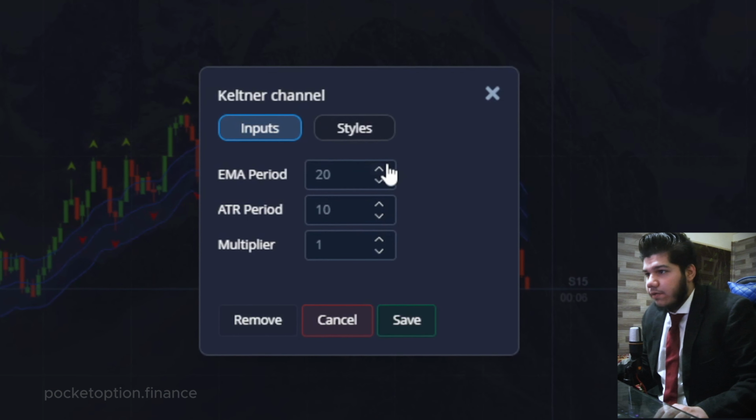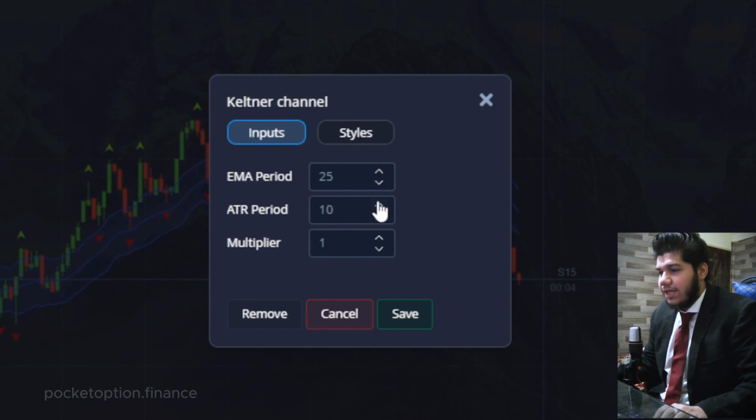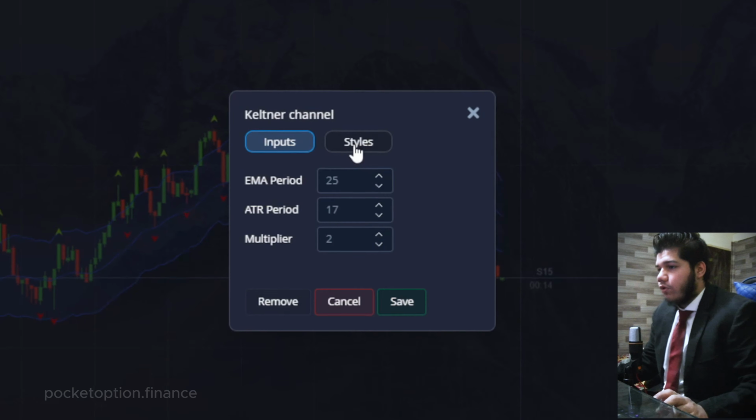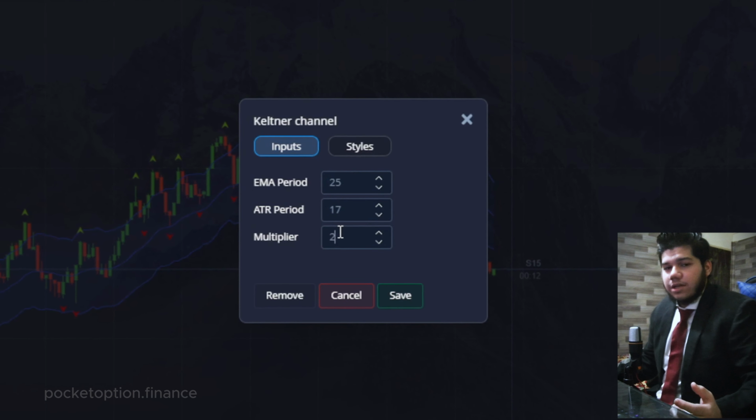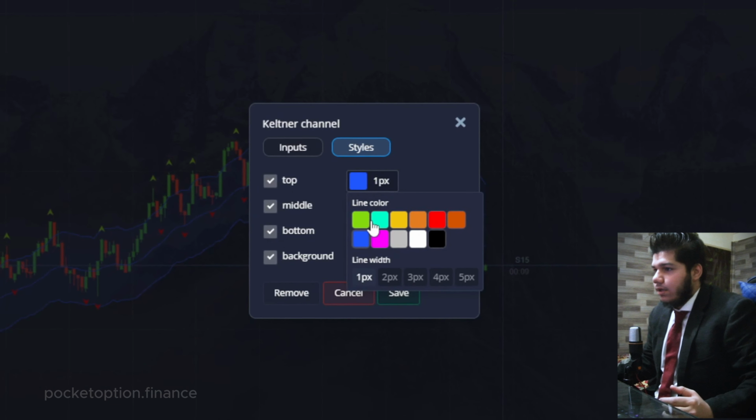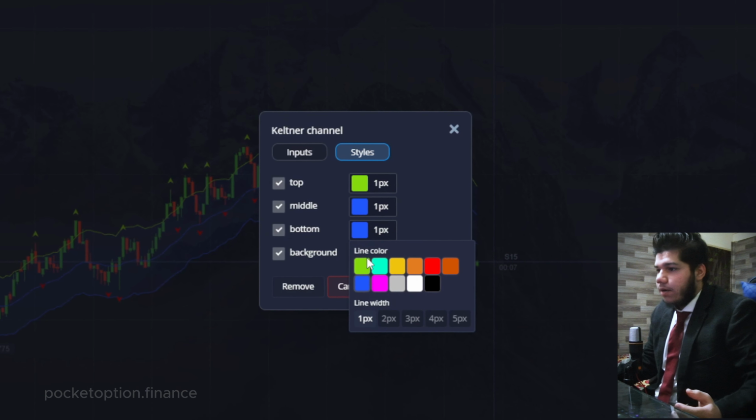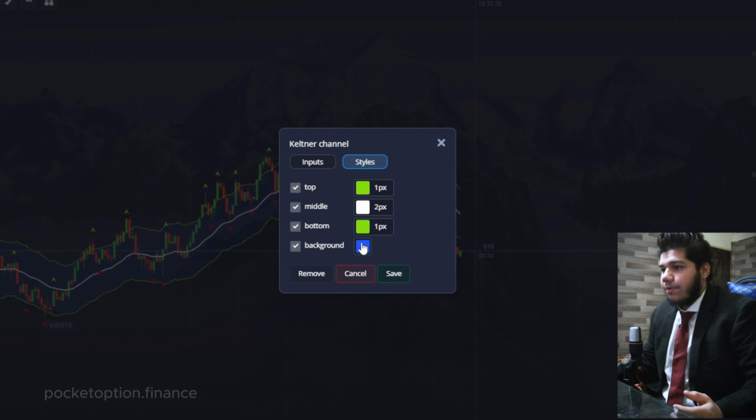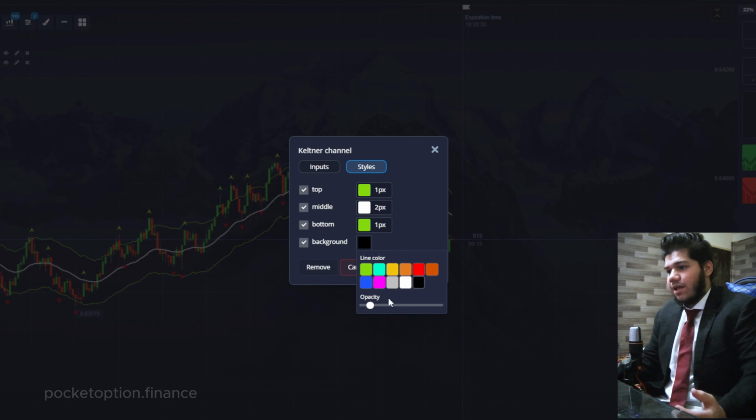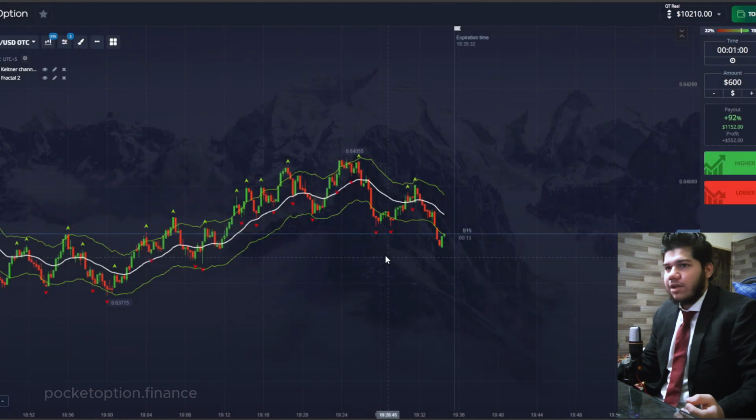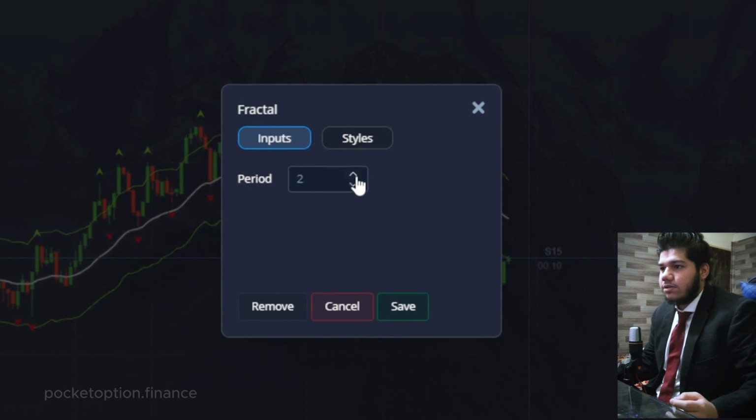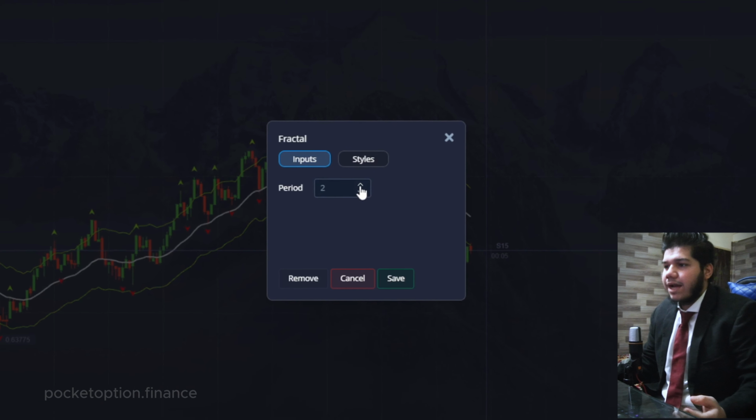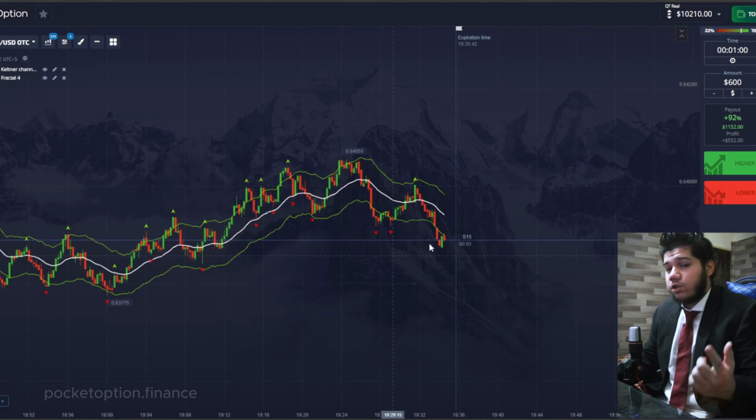For the EMA period we have to switch it to 25, the ATR should be 17, and the multiplier should be 2. For the style you can adjust it according to you. I'm making the top green, the bottom also green, the middle one white with 2 pixels, and the background black with low opacity. Let's save it. For the fractals, here you have to write 3, and the style will be default, or you can enter 4 for the period.